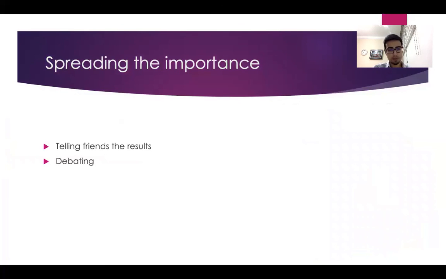And spreading the importance, I think we can and we should talk to our friends or our family or anyone we know about the results. We can also debate to decide which is the best solution, or what we can do together to help solve this problem.